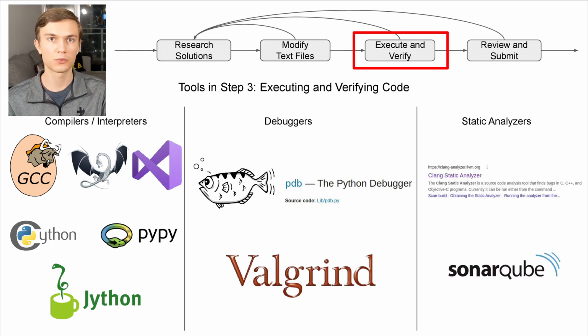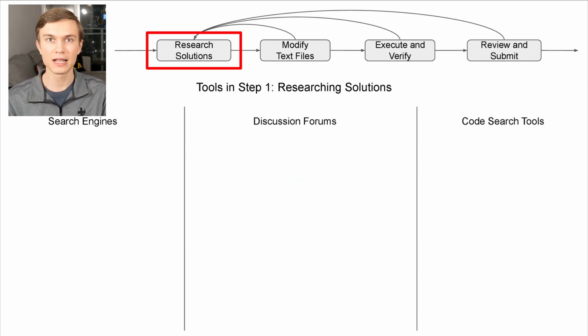The last set of tools that I would like to mention for this step of the software development cycle are static analyzers. These tools allow you to catch defects and security vulnerabilities in code without actually executing the code itself. Some examples of such tools are the Clang Static Analyzer and SonarQube. Next, let's go back to the problem and solution research step in the software development process.